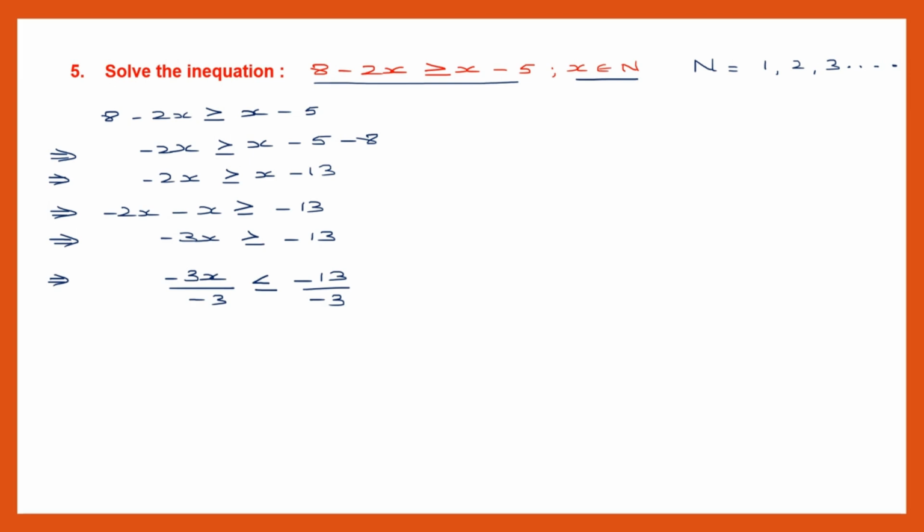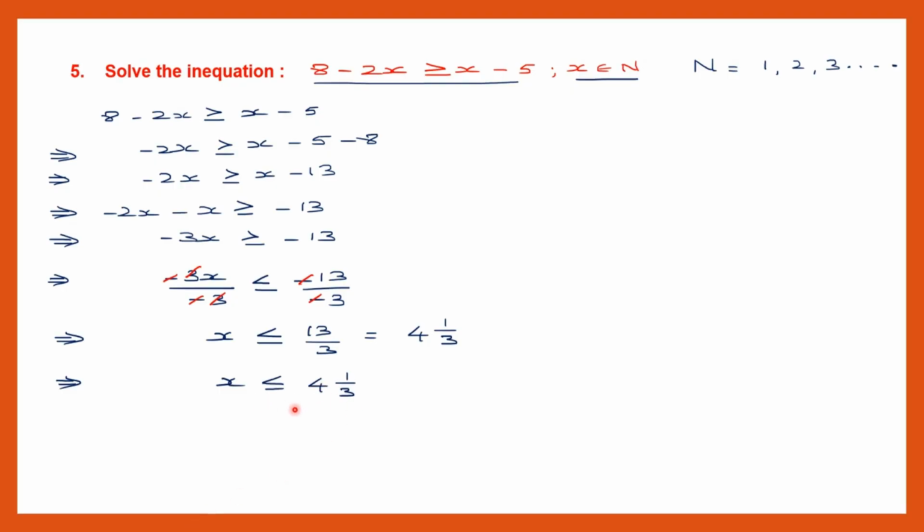So now let's simplify this. Cancel this. So we have cancelled the minus signs. Now we have only x left. So x is less than or equal to 13 by 3, which is 3 fours are 12, 1 by 3. Okay, so now, let's rewrite that part. So now it is x is less than or equal to 4 1 by 3.